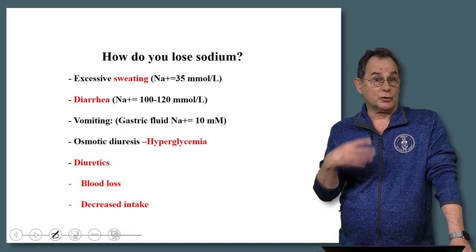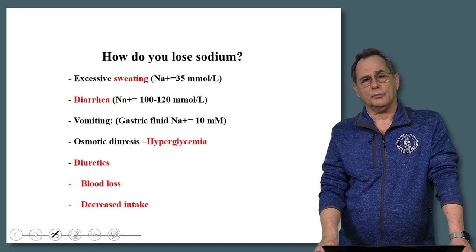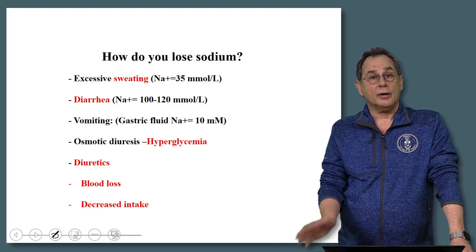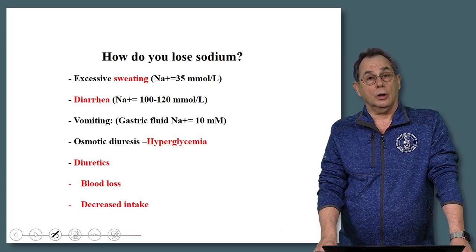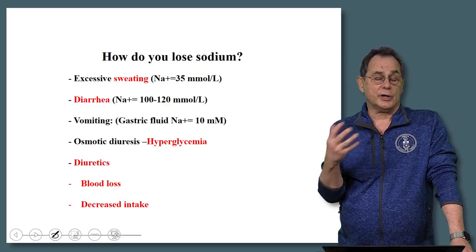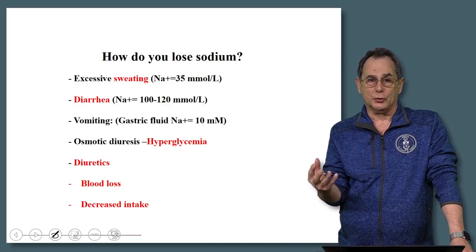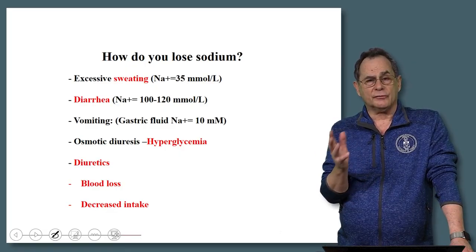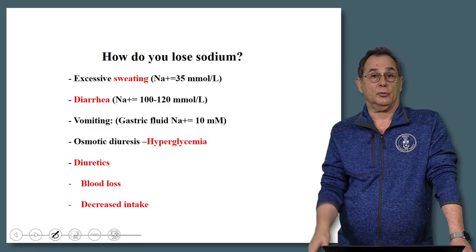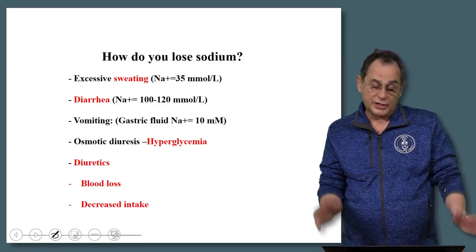Now, diuretics, we talked about some of the medicines that can poison kidney transport proteins that exist within the luminal membrane of the nephron. So diuretics cause a loss of sodium in the urine, and we utilize that in clinical medicine to treat high blood pressure. Blood loss, well, that becomes obvious as you lose blood. About 50% of the total blood loss is composed of plasma volume, which is a sodium-rich fluid from the extracellular fluid compartment, and decreased intake.